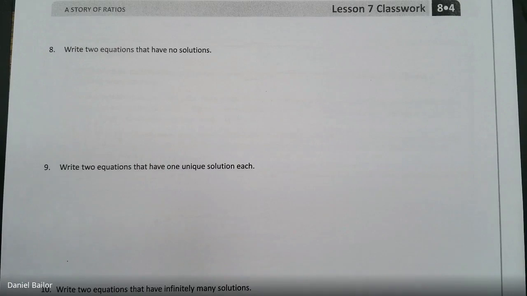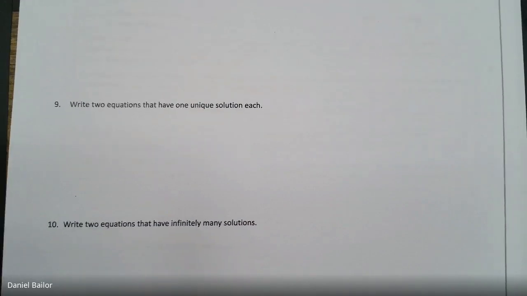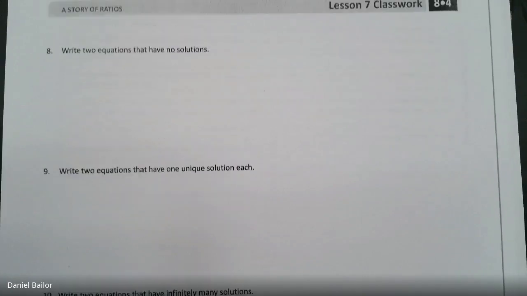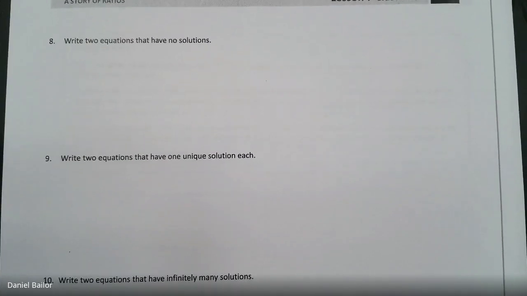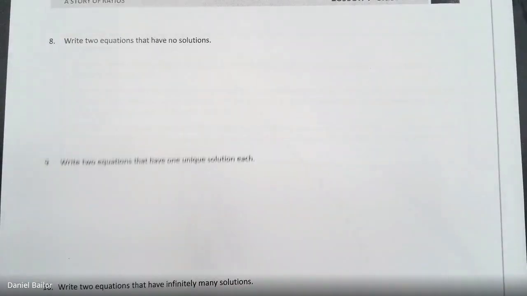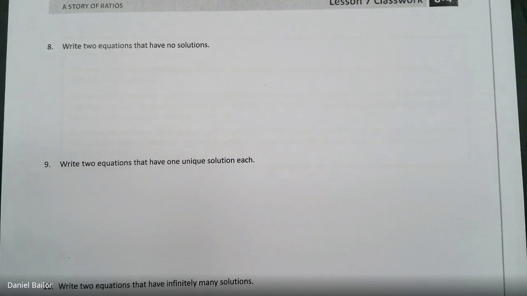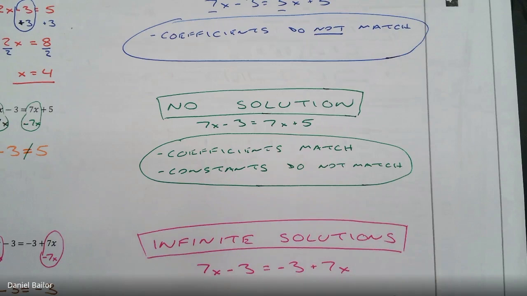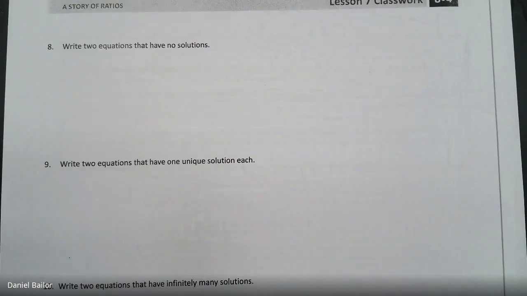For number 8, 9, and 10, they're asking you to write 2 equations that have no solutions. Number 9 is 2 equations that have one unique solution. And number 10, write 2 equations that have infinite solutions. So hopefully you took the practice we did and came up with your own answer. I'm just going to come up with some right now. So no solution means, if I go back to page 61, the coefficients have to match, the constants do not.